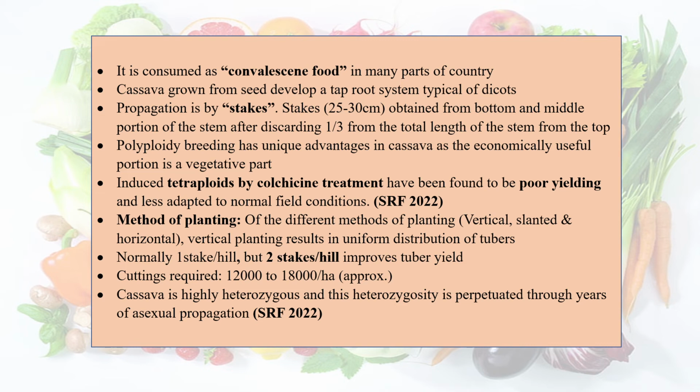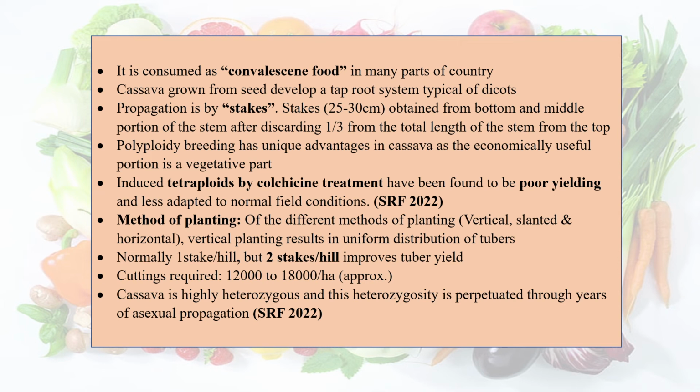Propagation is by stakes or cuttings. The stake, how do we collect the stake? Stakes of 25 to 30 centimeters are obtained from the bottom and middle portion of the stem after discarding one third of the total length of the stem from the top. We collect the cuttings in this way, then we use them for propagation.